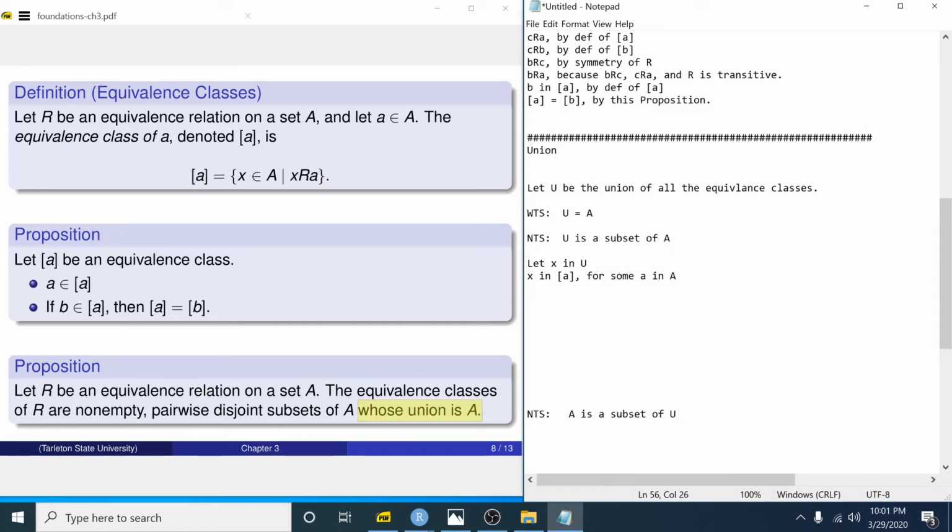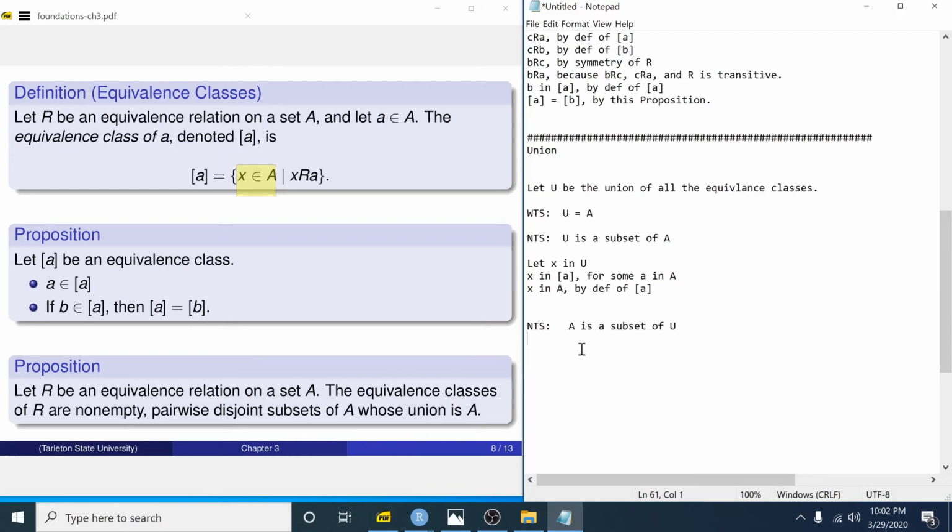Okay, but let's actually think about what the definition of bracket a is. Bracket a is the set of all x in A such that x is related to a. So as soon as we've assumed that x is in bracket a, it automatically follows that x is in A. So we can just say x is in capital A by definition of bracket a. And we're done with that part, right? We just wanted to show that U is a subset of A. Well, we've let x be an arbitrary element of U, and we've shown that it's in A. So that part's done.